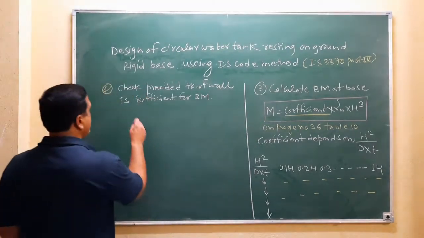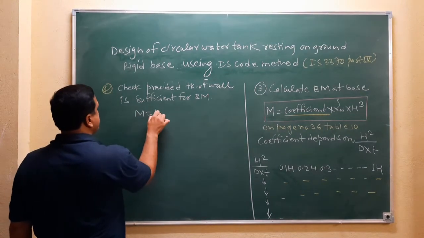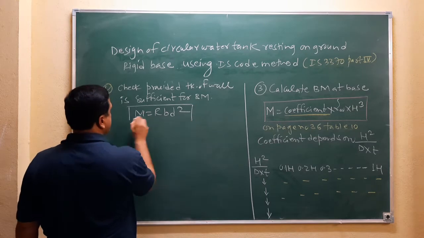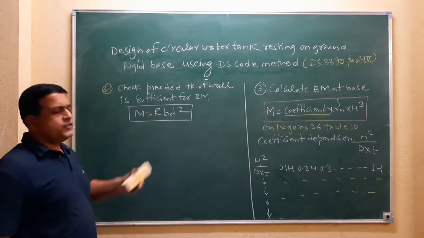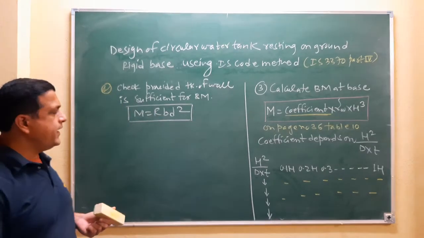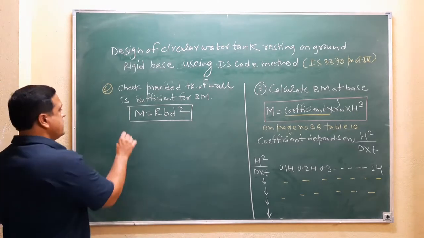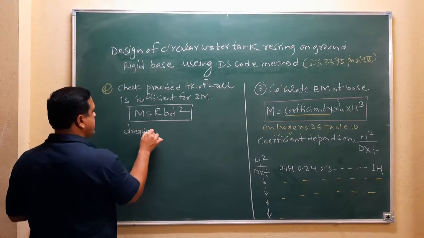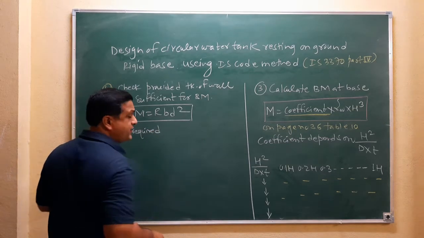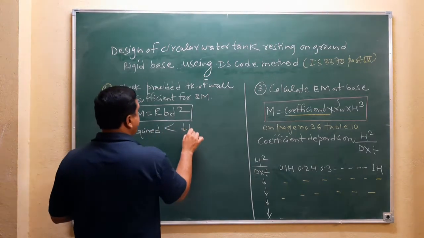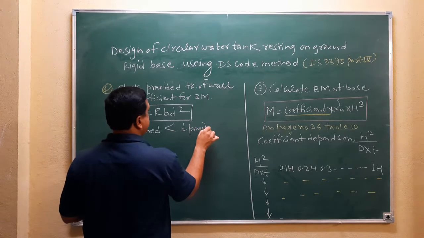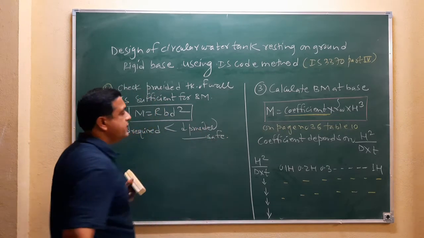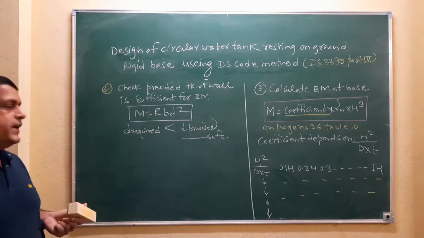For that you have to use the formula M is equal to R B D square. From this you have to find out the depth required and depth provided. So from this formula you get the depth required, and if this depth required is less than depth provided, then our wall is safe for the bending moment.